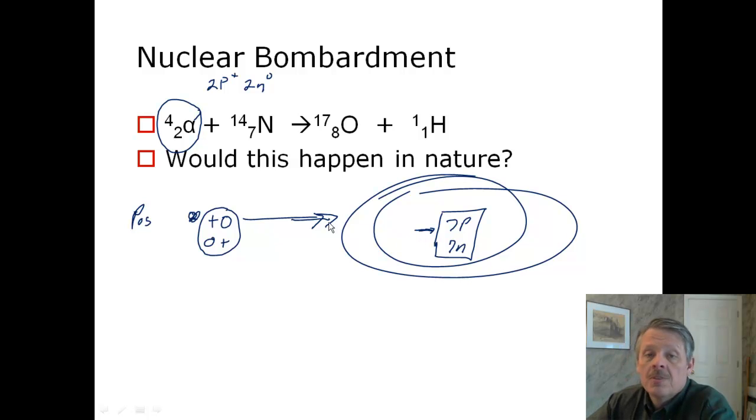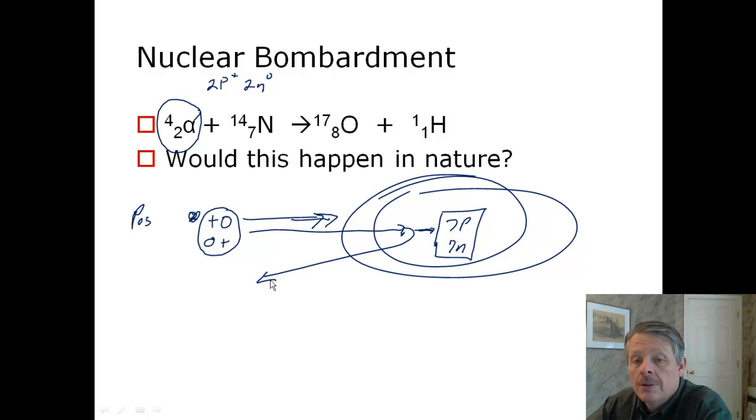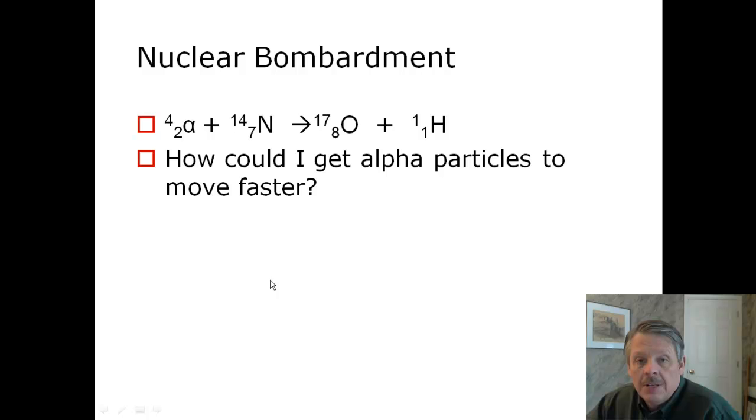So this is not going to happen very easily in nature, because these protons, when they come near these protons, are going to turn around and they're going to run away. Because they're getting too close and they're being repelled. So chances are this would not happen very well in nature. So we can make it happen, but it's not going to happen easily in nature.